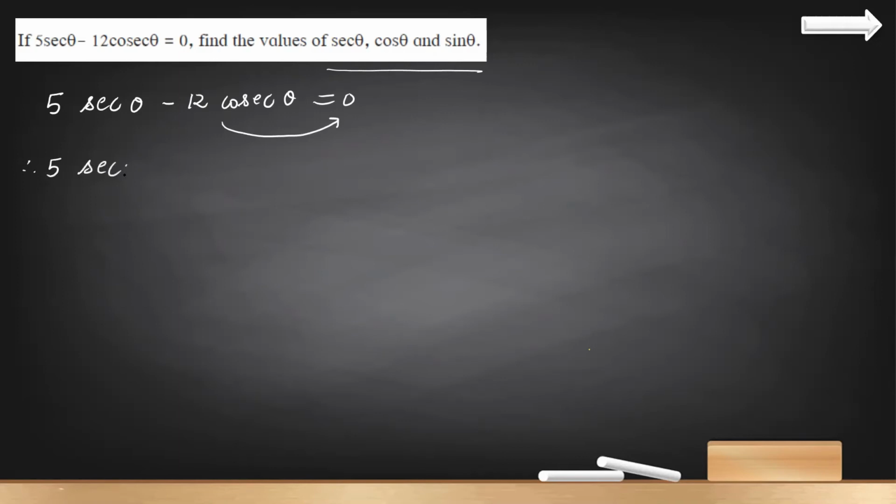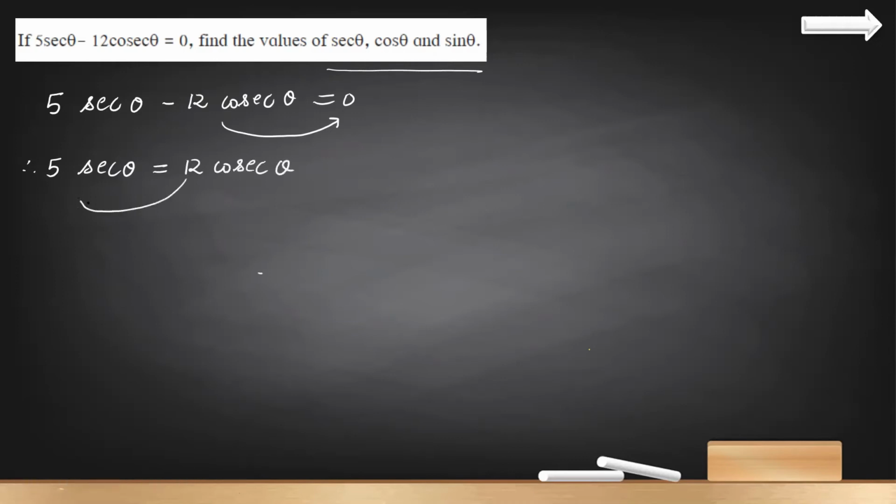What is given to you? 5 times sec theta minus 12 cosec theta equal to 0, and we have to find these values. Okay, so let us write what is given to us. 5 sec theta minus 12 cosec theta equal to 0. What we'll do, we'll bring this over here, so negative changes to positive. So therefore 5 times sec theta is equal to 12 times cosec theta.